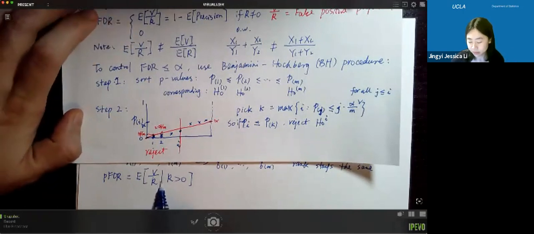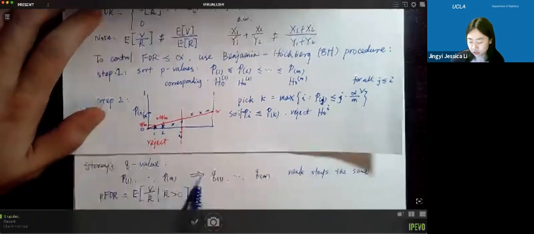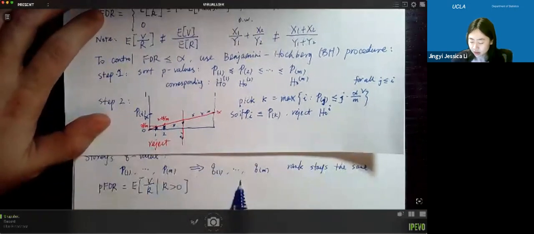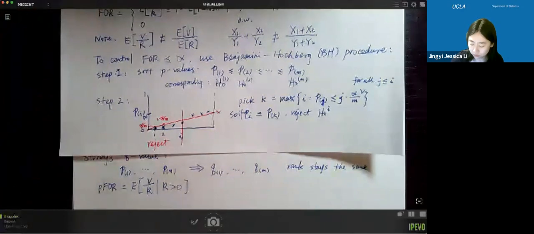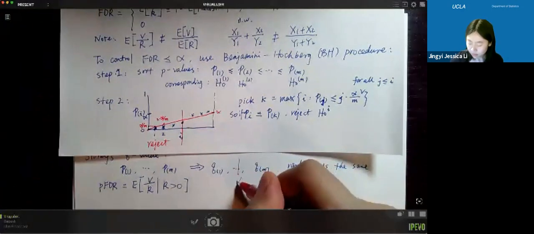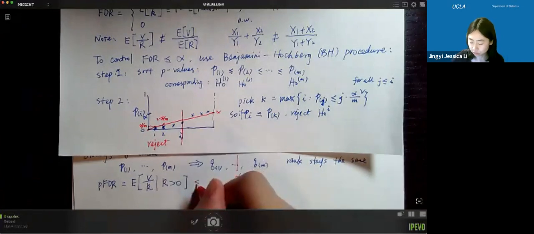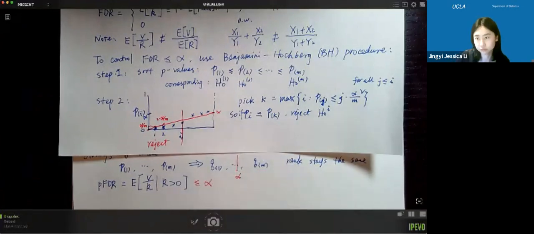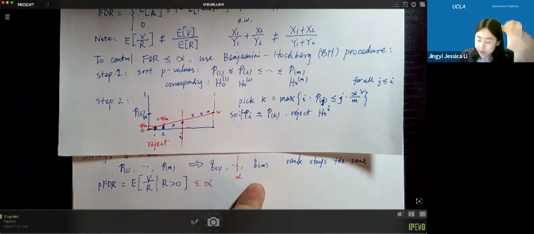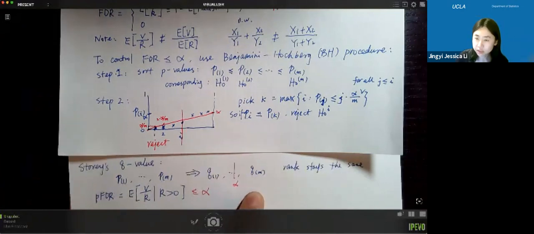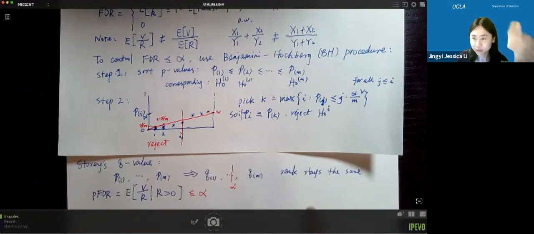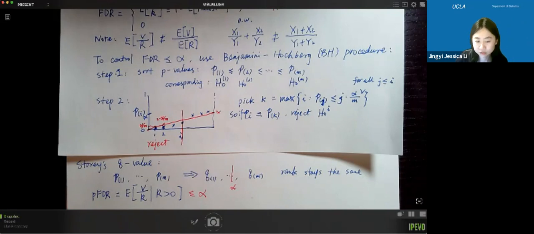Then basically the Q value is designed so that if you cut the Q value by alpha, based on your choice of alpha, you can control the positive FDR at alpha. This is what people use a lot in bioinformatics, Storey's Q value. But I would say the foundation is still the BH algorithm. Hopefully you will find this useful.